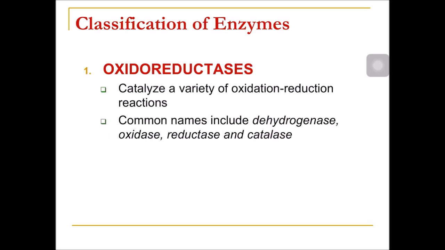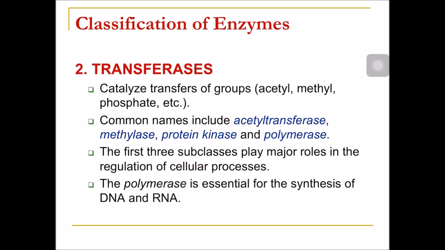So first stop, we have oxidoreductases. Remember that these are the ones responsible for redox reactions. Examples are dehydrogenase, oxidase, reductase, and also catalase. Next, for transferase, these are the ones that facilitate transfer of functional groups like transfer of acetyl, methyl, and phosphate. In particular, please note that there is a specific name for the transferase enzyme that allows transfer of phosphates, and that is the kinase enzyme. Again, kinase. So yan ang responsible.